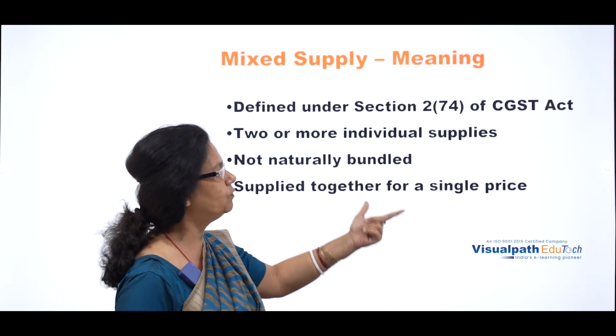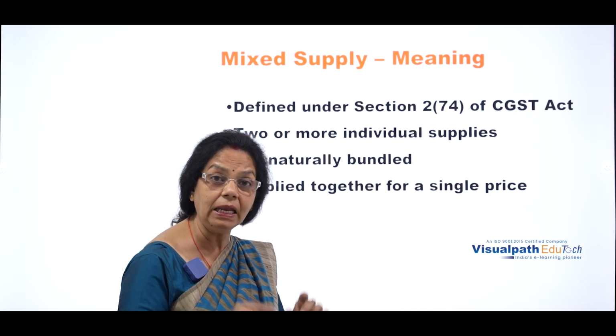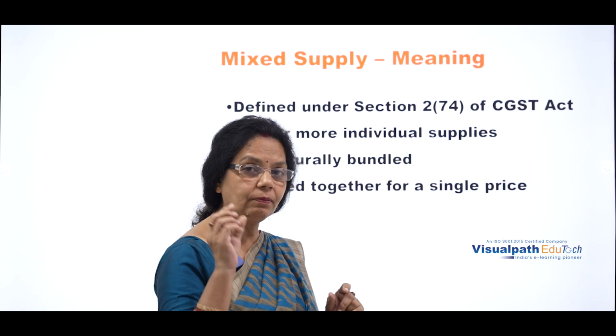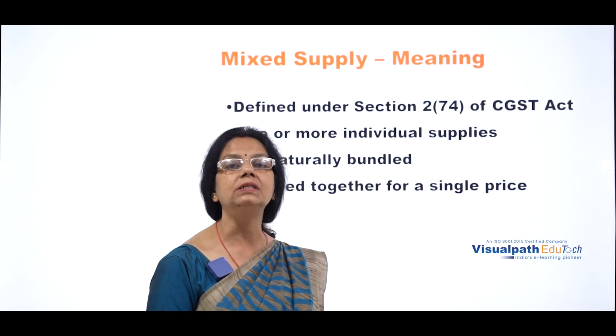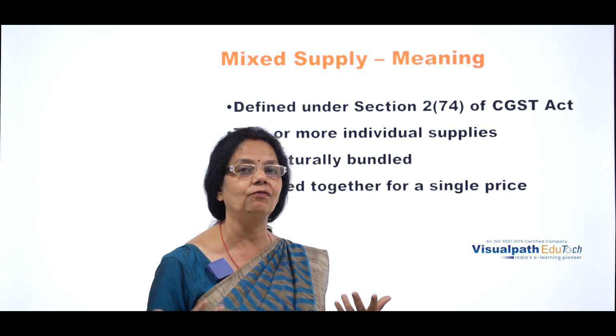Two or more individual supplies are there. Individual supplies. Remember, I am putting stress on the word individual supply. Why? Because there is an identity of each and every good.